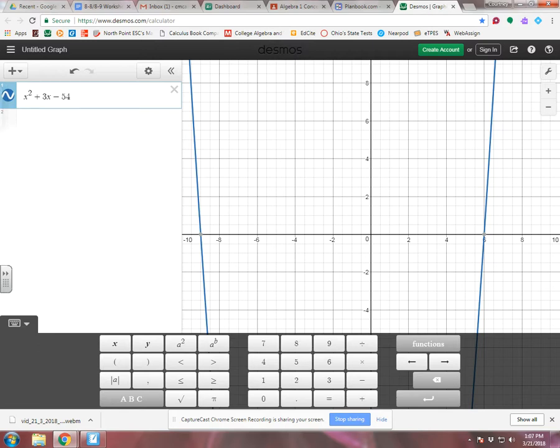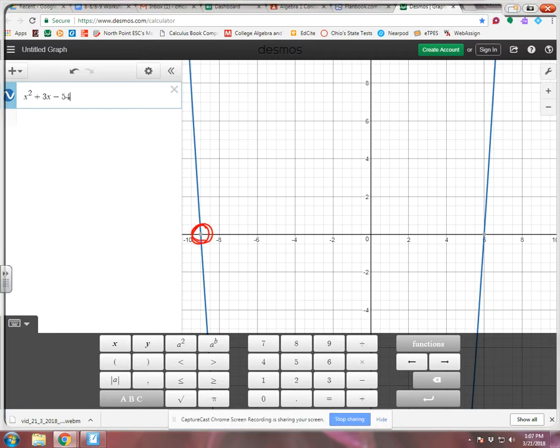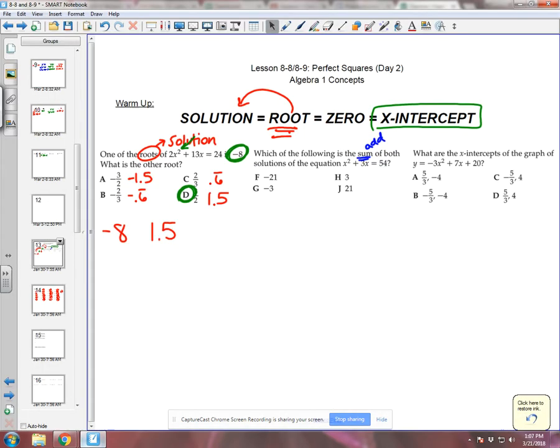So what are the two x-intercepts? What are the two answers? What's this answer over here? Negative 9. What's this answer over here? And negative 9 and 6, if you're telling me, are my answers. What was I supposed to do with them? Add them. You get letter G, negative 3. Everybody good? Okay, one more.